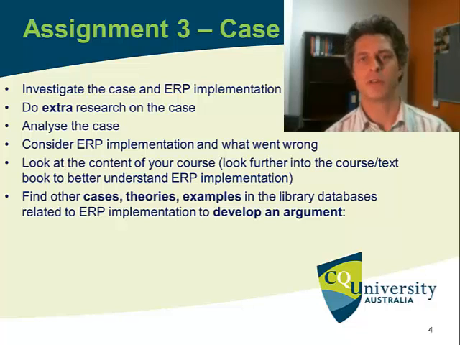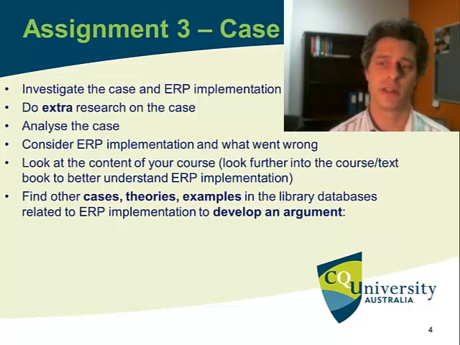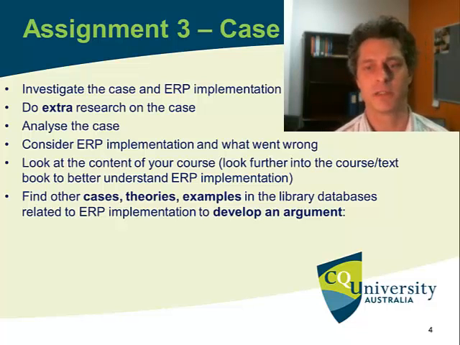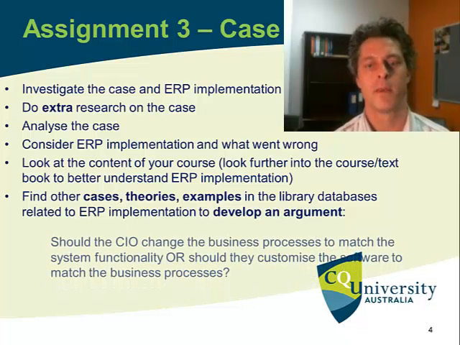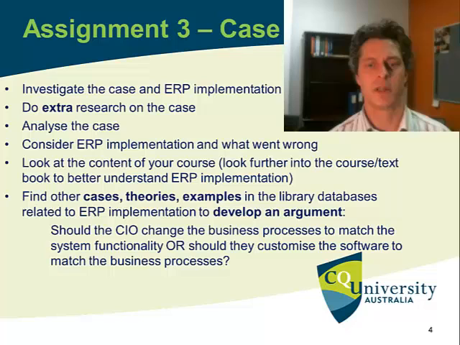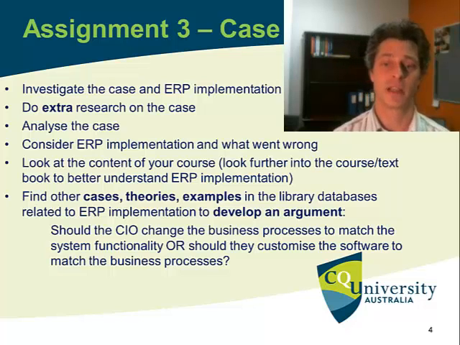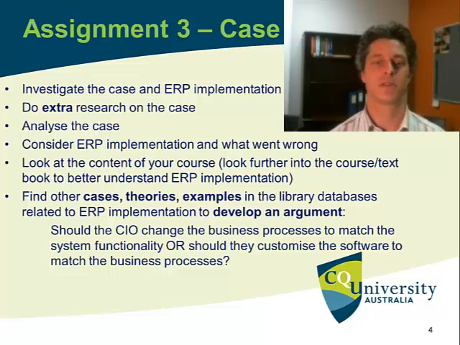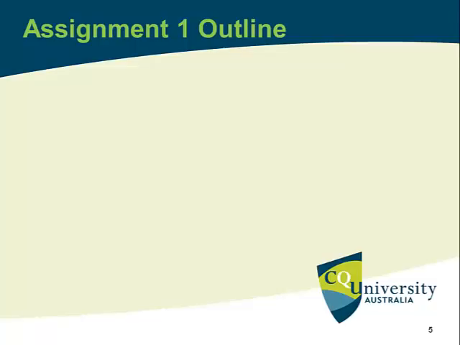So once you know what you're doing, you can find other cases, theories, and examples using the library database, of course, related to ERP implementation, and then develop an argument that helps to support your case. So the whole argument is, should the CIO change the business process to match the system functionality, or should they customize the software to match the business processes? Either way, you have to understand both of these arguments well.